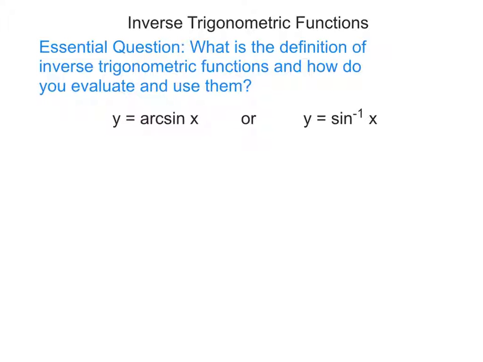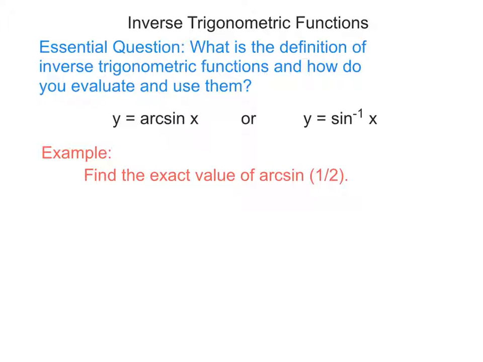Another way of looking at this is, for y equals arc sine x, what we are really saying is that the arc sine of x is the angle whose sine is x. So y is the angle whose sine is x. Similarly, for y equals inverse sine of x, which is the same thing, we're saying the inverse sine of x is the angle whose sine is x, or y is equal to the angle whose sine is x.